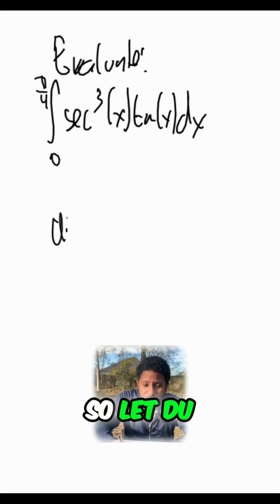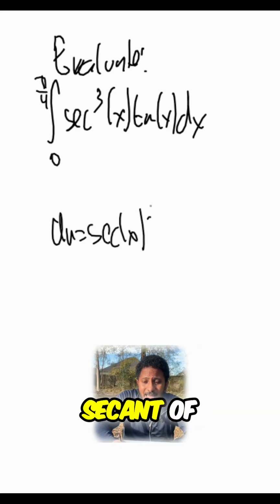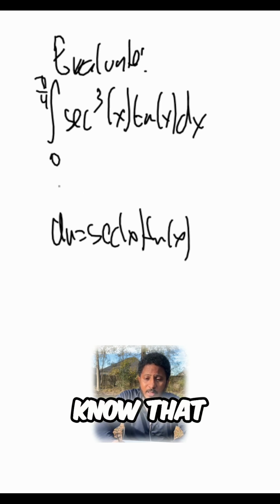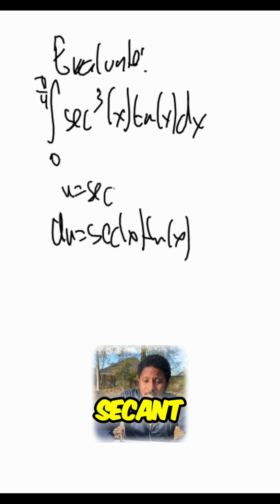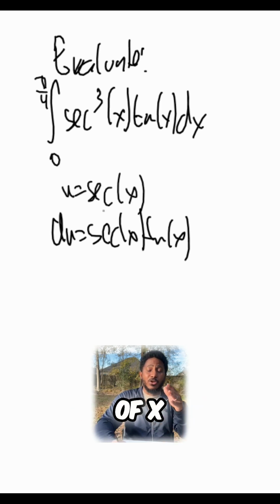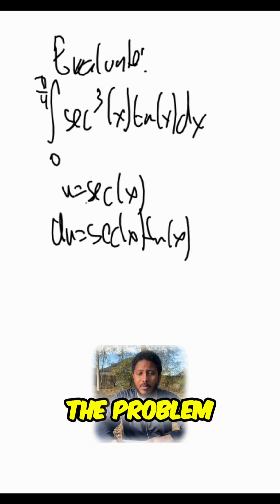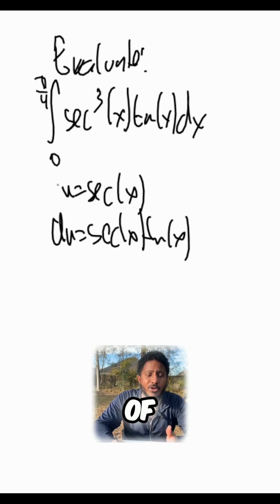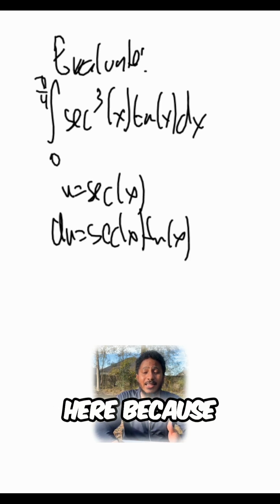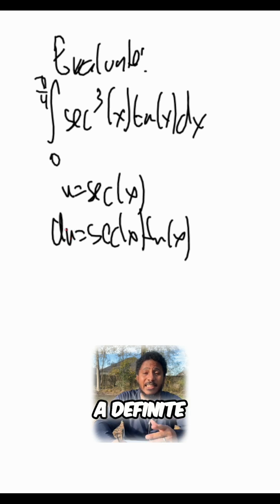So let du be the secant of x tan of x. Then we know that, of course, u is the secant of x. So now I have u, and I have the du already in the problem. We can also change our limits of integration here because this is a definite integral.